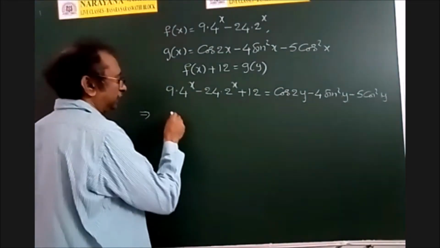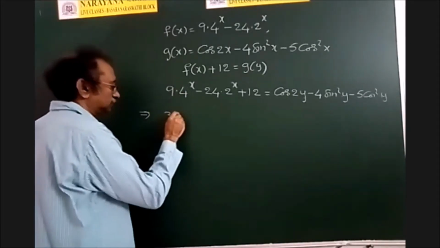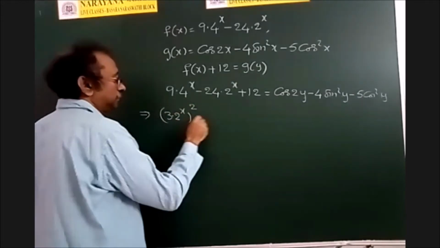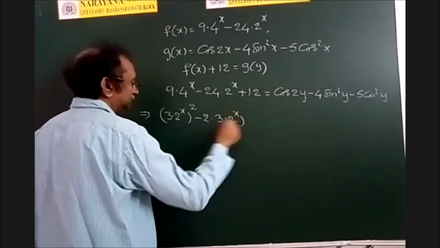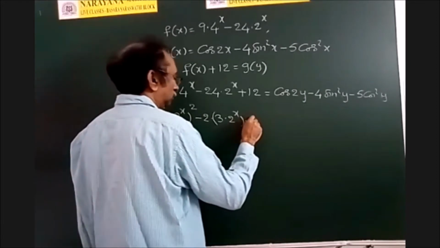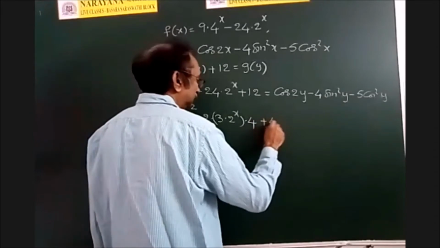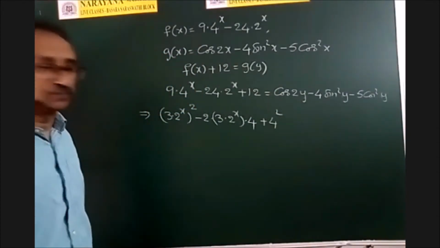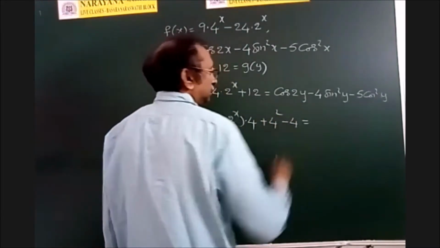And now how can we write this? So this is 3 square into 2 power x whole square. So 3 into 2 power x whole square minus 2 into 3 into 2 power x. So there is 24 here, 6, so the remaining factor is 4. So a square minus 2ab plus b square, there is plus b square also. I can write this as a minus b whole square minus 16 plus 12, minus 4 is equal to.